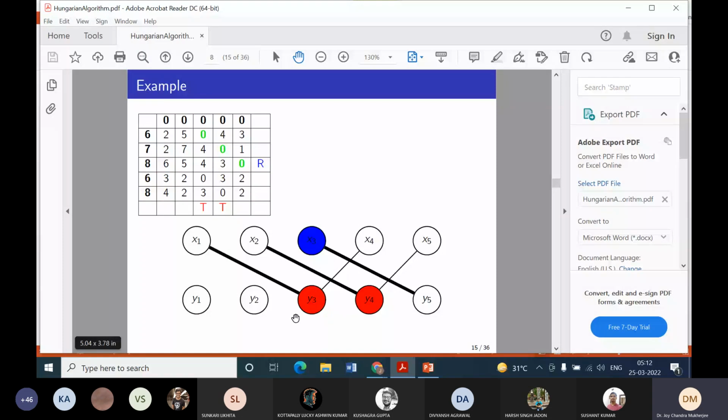If I plot the edges corresponding to the zeros, what is this? This is from x1 to y3. These are the edges corresponding to the zeros in the excess matrix. Then you look here, x2 to y4, then x3 to y5, then this one is x4 to y3, and this is x5 to y4. These are the zeros. Now what we do here, now this graph is an unweighted bipartite graph, right?